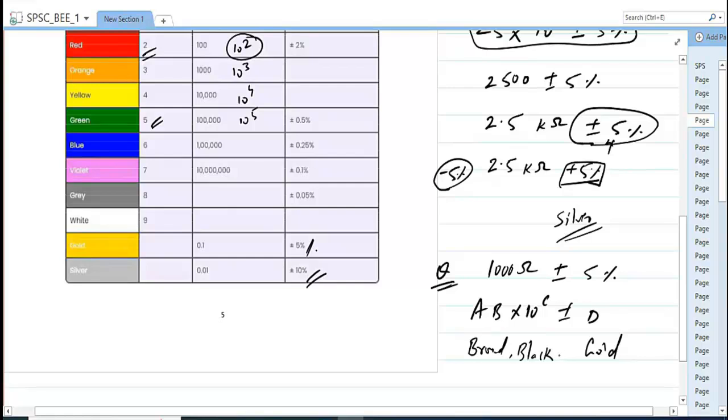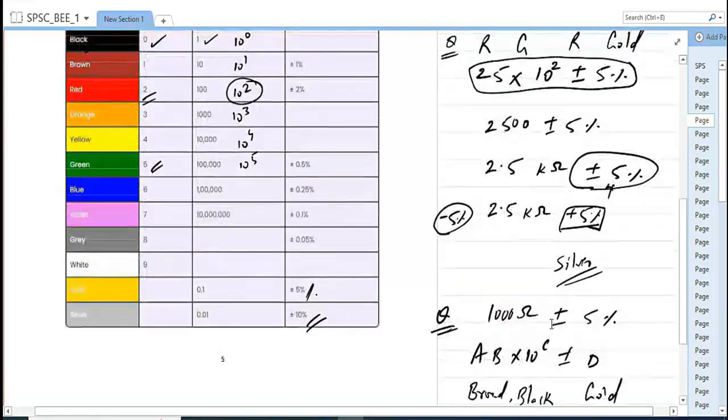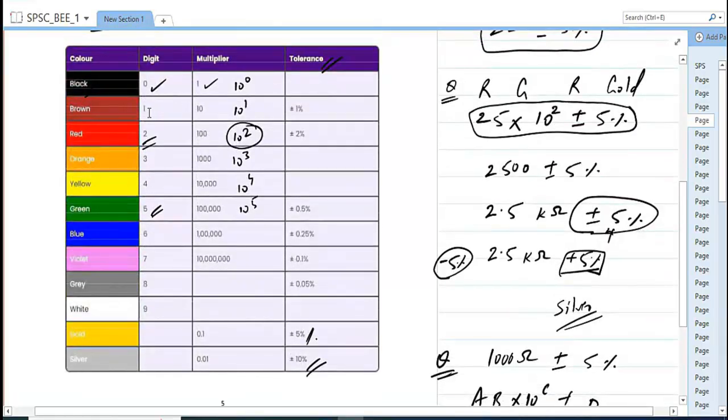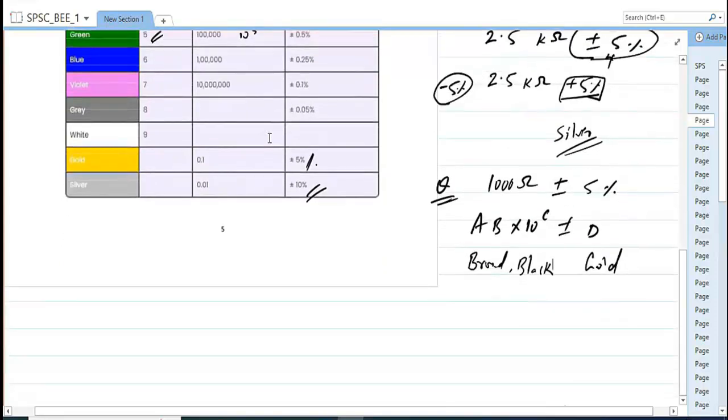Brown means 1, black means 0. Now 1 0 is there. How many zeros are required? 2 more zeros, which means red. So brown, black, red is the correct combination: brown, then black, then red, then gold. Now check it.